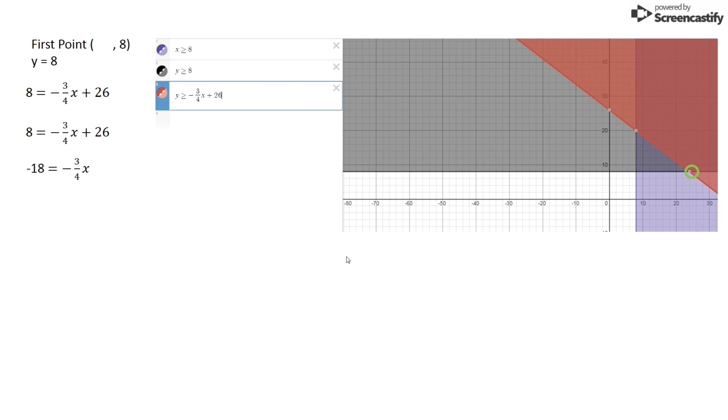So simplify. I just subtracted 26 from each side. Now I'm going to multiply by the reciprocal of negative 3/4. In other words, I'm multiplying each side by negative 4/3. That's what I get when I do that, and that simplifies into x equals 24. So this is the second point, not the first point. The second point is (24, 8).